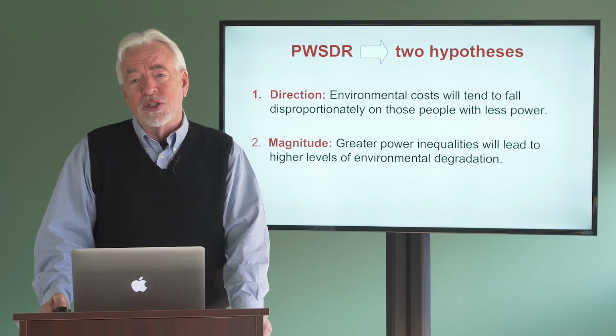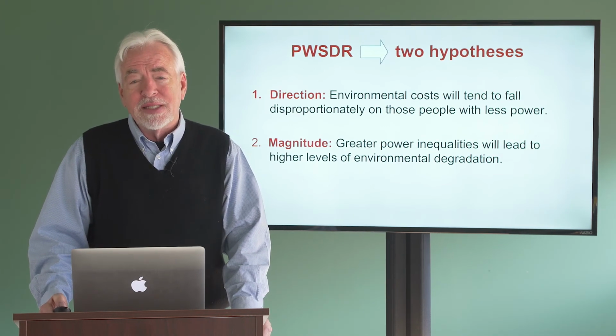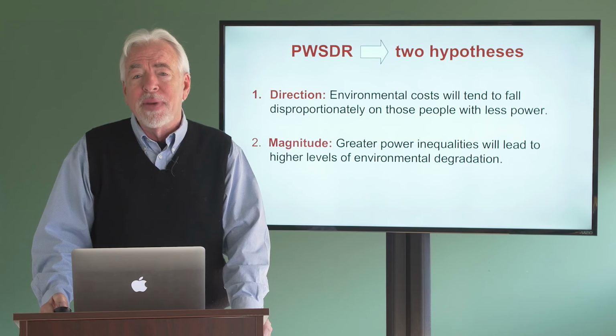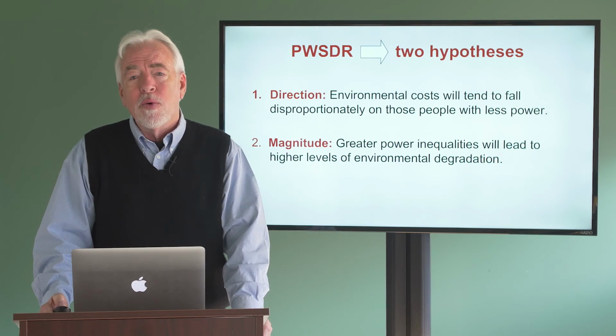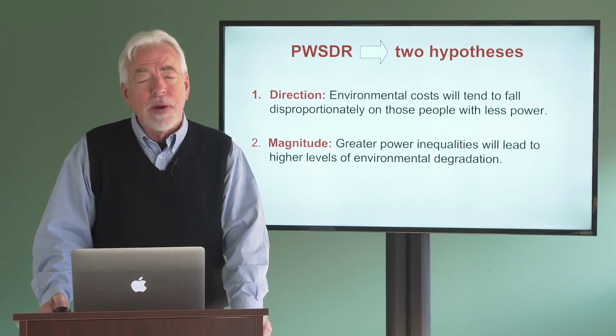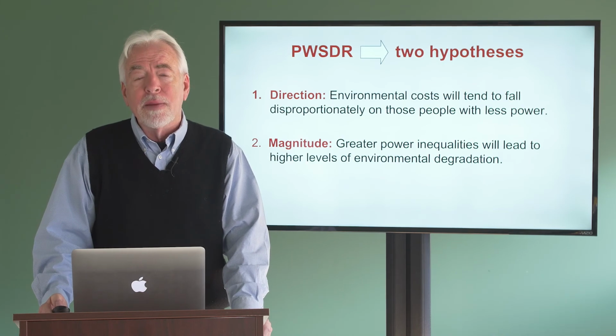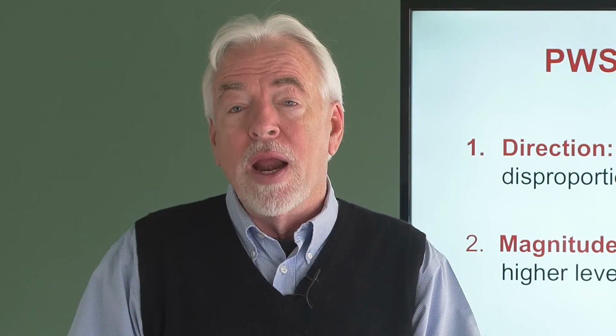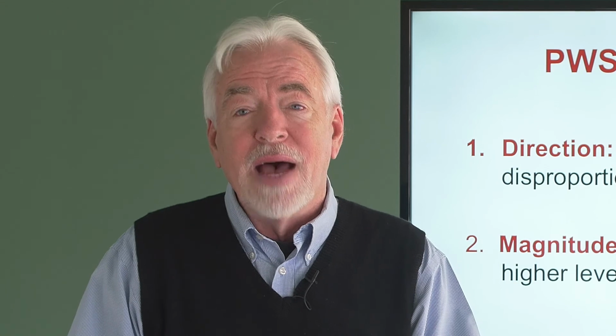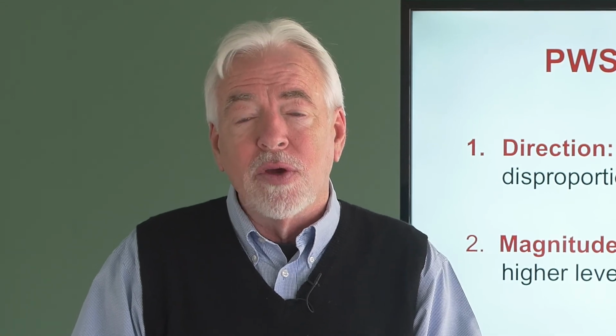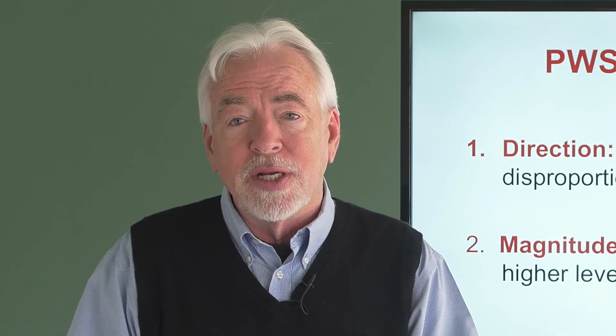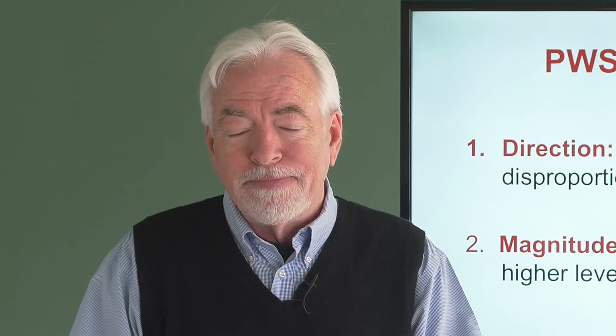The second prediction is that where power disparities are greater, in societies where there is a bigger distance between the power of those on top and the power of those on the bottom, you're going to get more environmental degradation. Where those who benefit have a lot of power compared to those who are harmed by environmental degradation, we're going to get more of it.